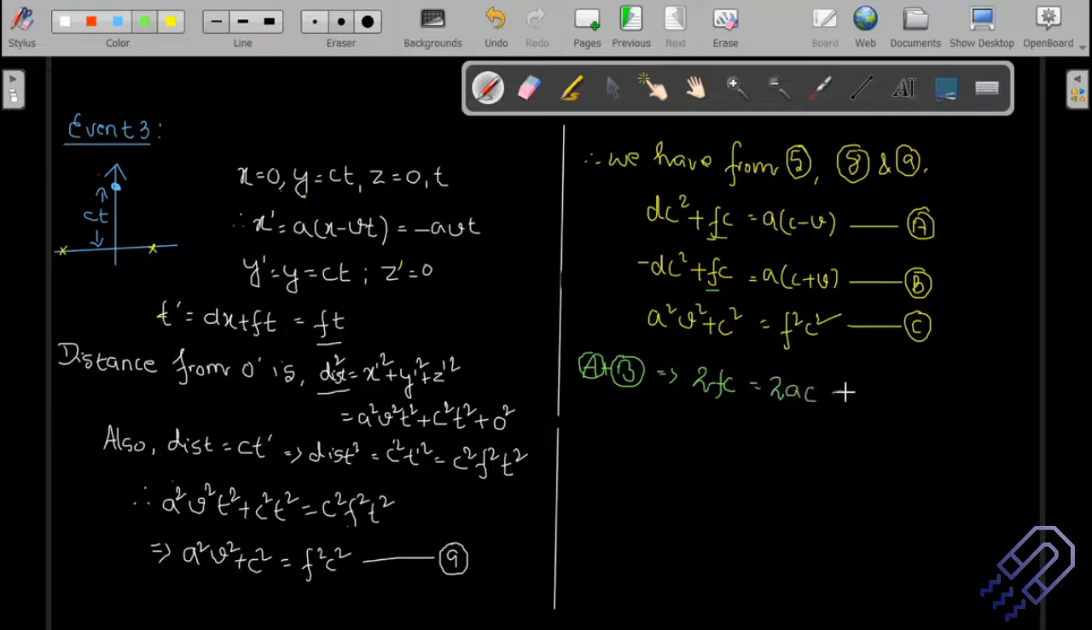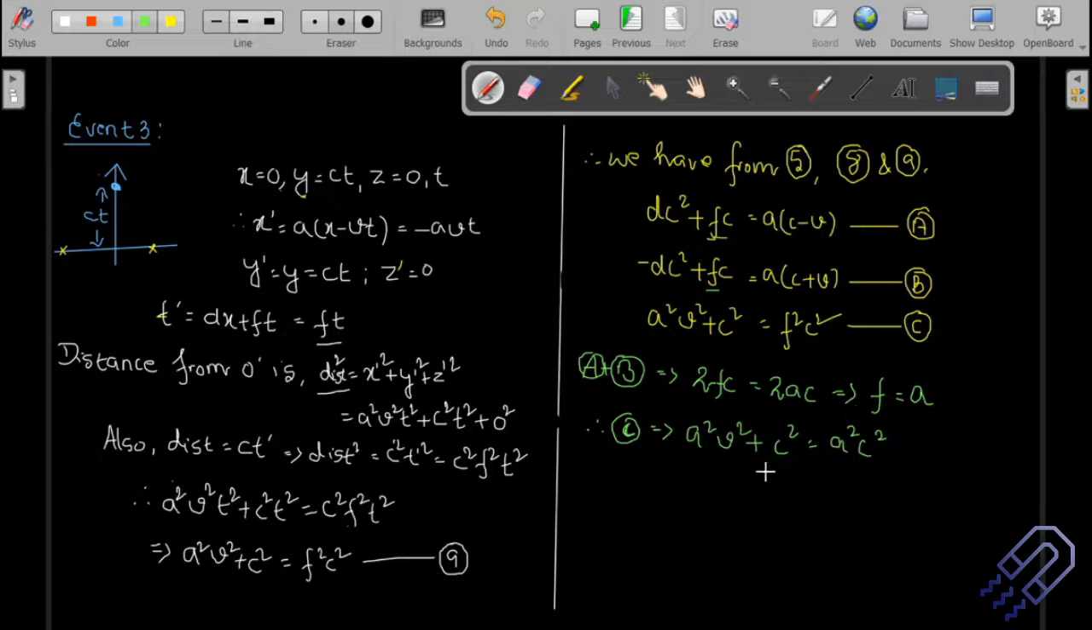So both sides we have got AC, the 2 gets cancelled, so in general we can say whatever is A will be equal to F. So A and F are equal. So we have found out one relation, and we can actually use this result in C. Let me use it in C. So if I use it in C, I will have something like this: a square v square plus c square is equal to, now in place of f I can write a, so I can simply write it down as a square c square.